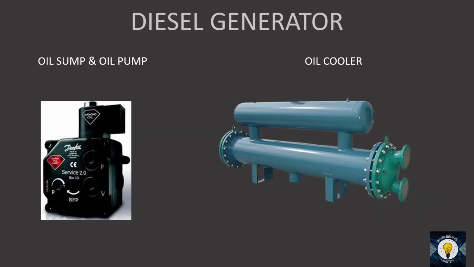This is our oil pump. It is also a gear pump attached to the crankshaft. It runs based on the movement of crankshaft. Then oil cooler. The oil coming back from the engine will be very hot. So it passes through an oil cooler to reduce the temperature. So the function of the oil cooler is to reduce the temperature of the oil.